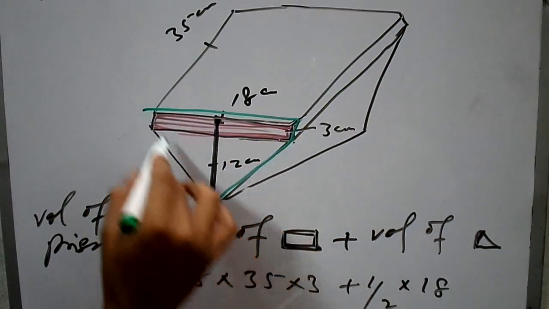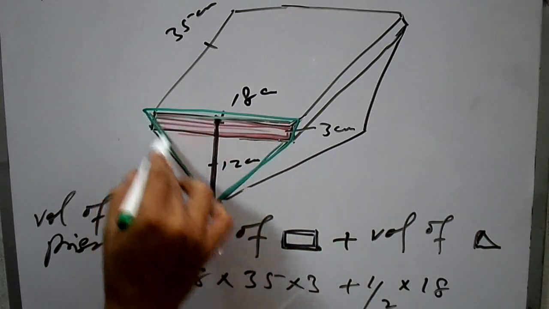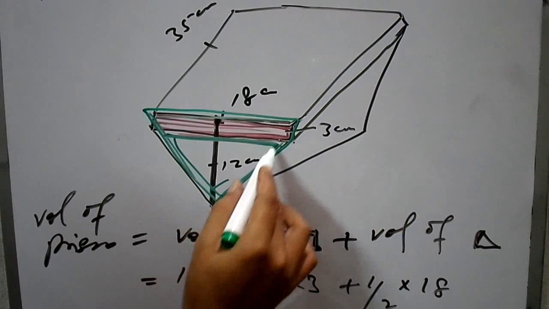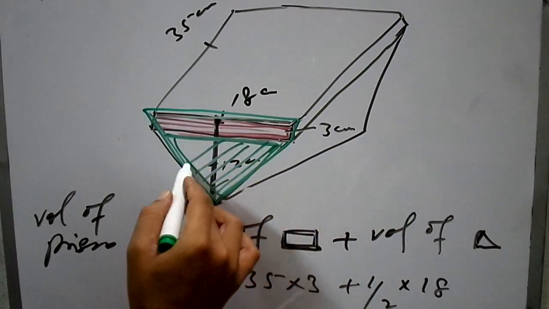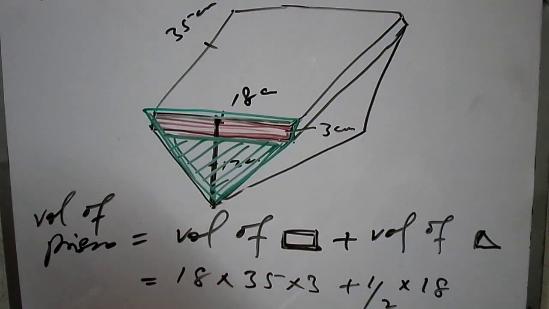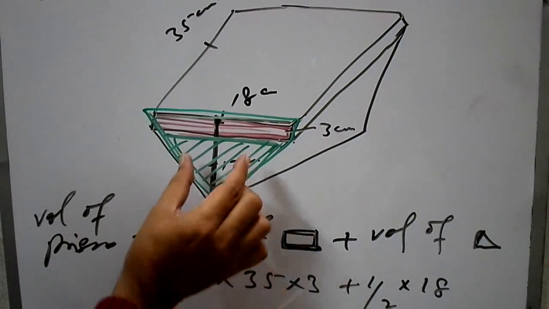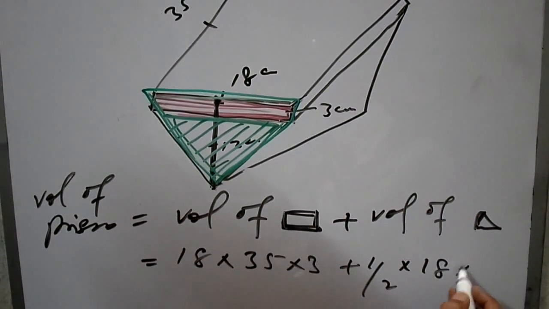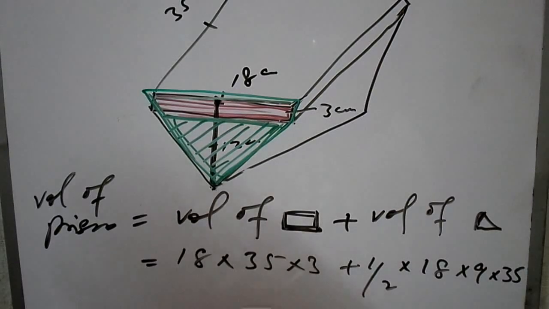That one is your triangle, you can see here, but you should use this highlighted portion only, because this piece is for the rectangular shape, so no need to consider it here. Only you have to consider this part. So you will get 18 into that, that is your height, and length is 35.